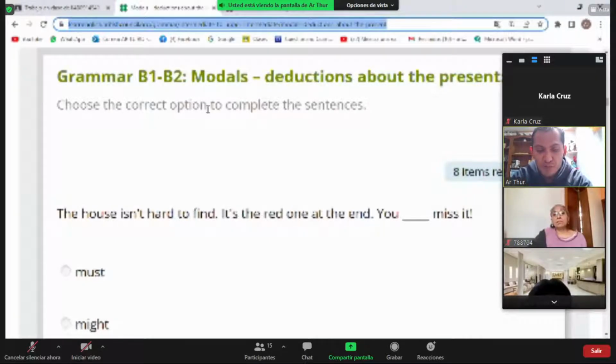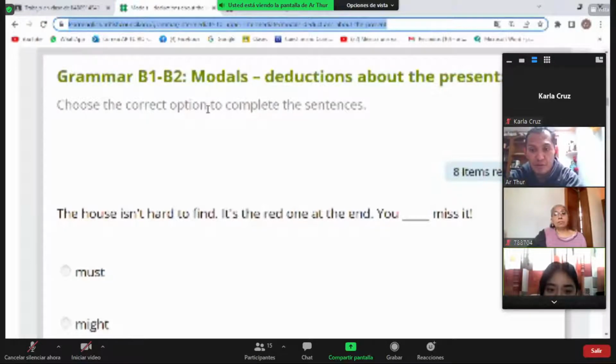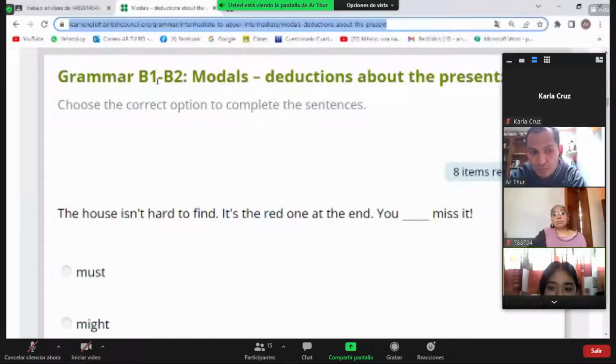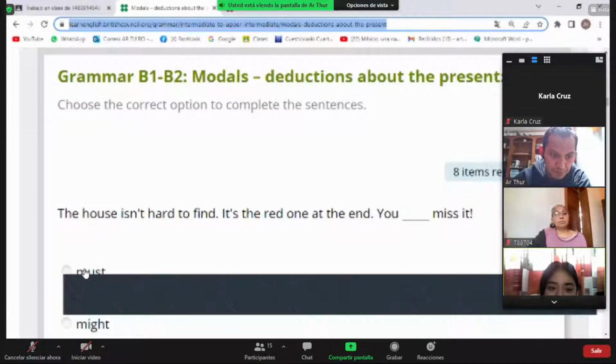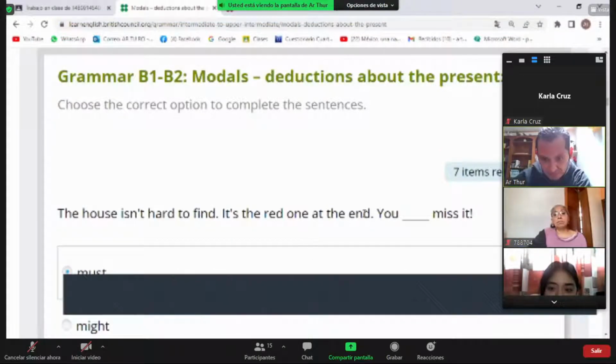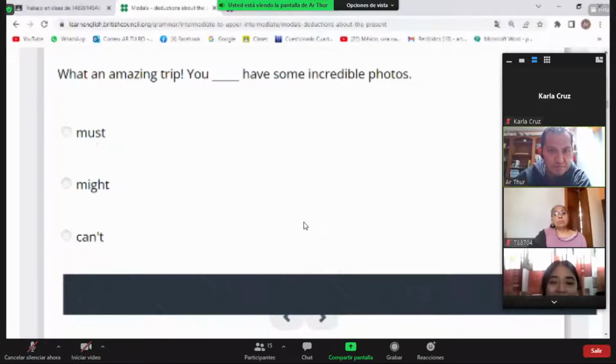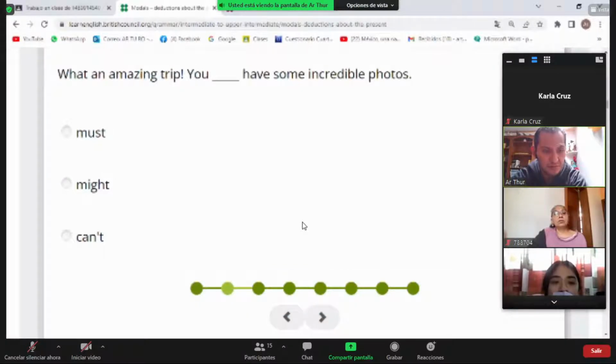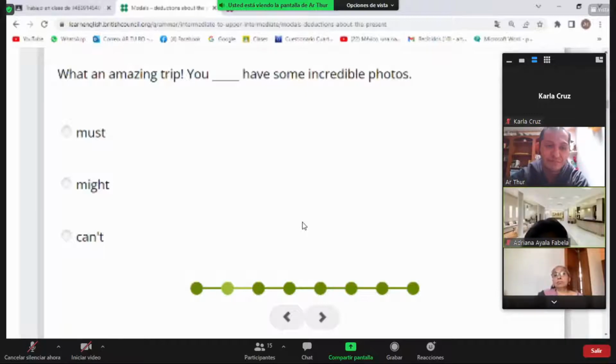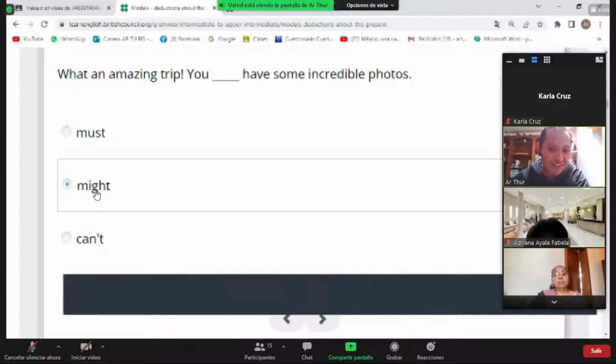So which of these modal verbs is true? You must. What an amazing trip. You must have some incredible photos. You might have some incredible photos, or you can't have some incredible photos. You must, because it's real.